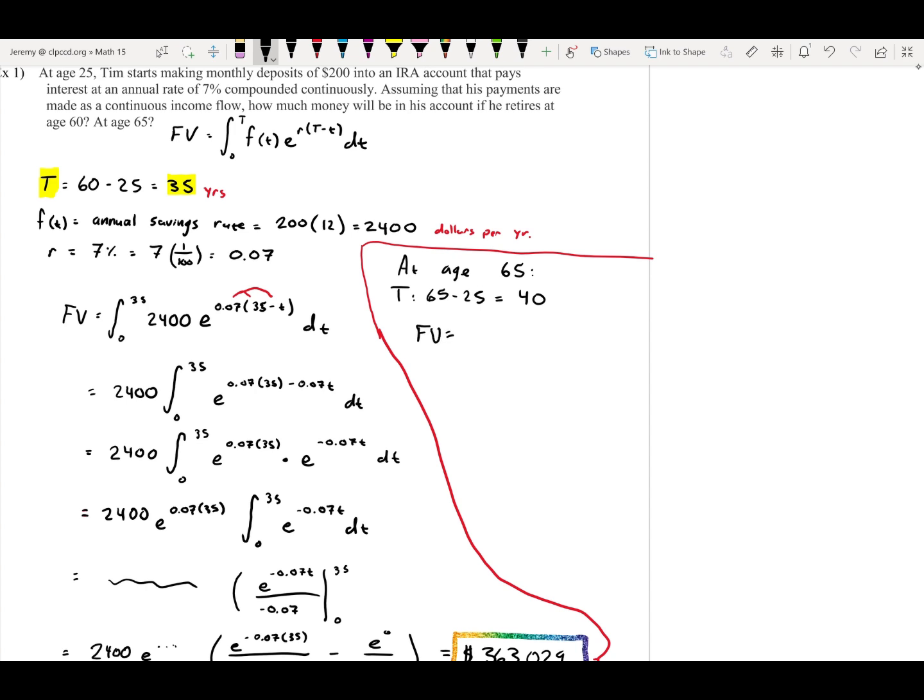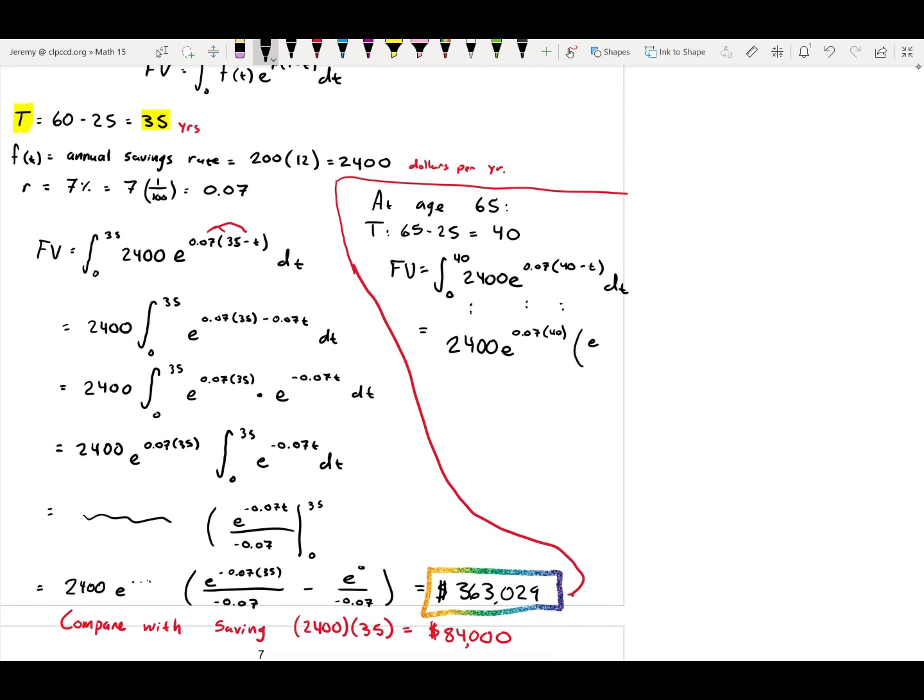So the future value will be the integral from 0 to 40 of 2400 e to the 0.07 times 40 minus t dt. Okay, and the work is going to look very, very similar, but we're going to have this. So 2400 e to the 0.07 times 40, and then the antiderivative is going to look like this: e to the negative 0.07 t divided by negative 0.07. And then we'll have different limits of integration. It's going to go from 0 to 40.